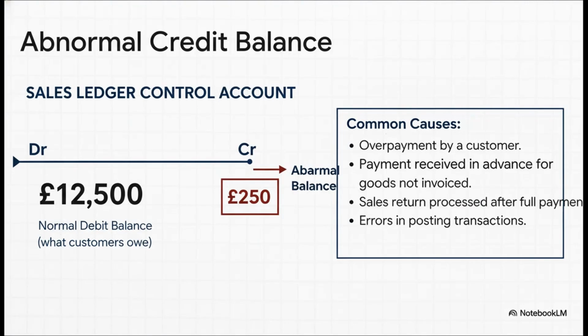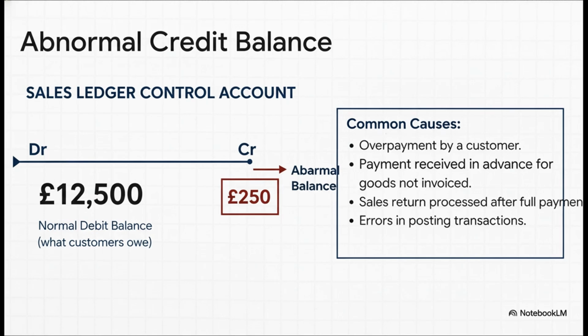But hang on, what if this account ends up with a credit balance? That feels a bit weird for an asset, doesn't it? Well, this is what we call an abnormal balance, and it just means that for some reason we actually owe a customer money. It can happen pretty easily. Maybe they overpaid their bill by mistake, or paid us in advance, or maybe they returned some items after they'd already settled their account.